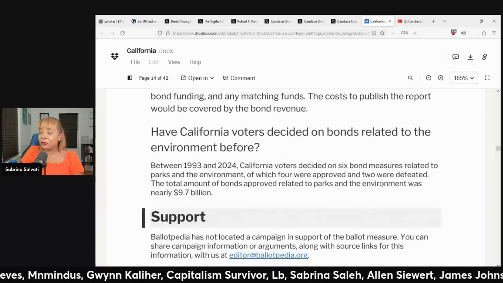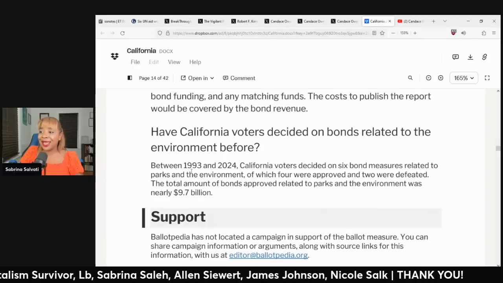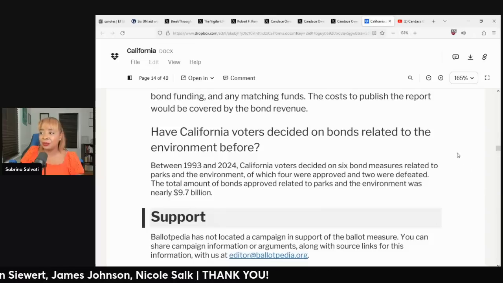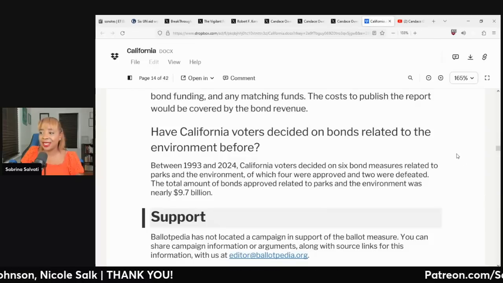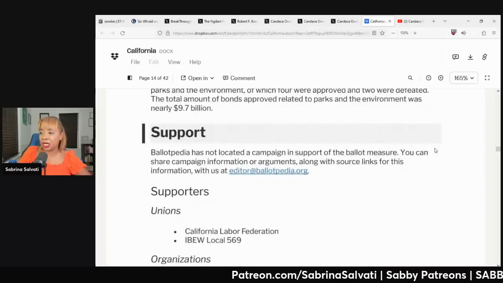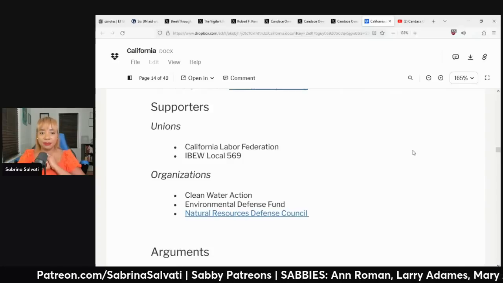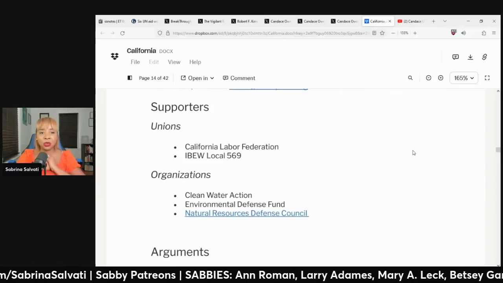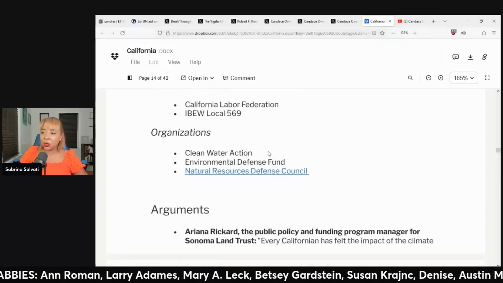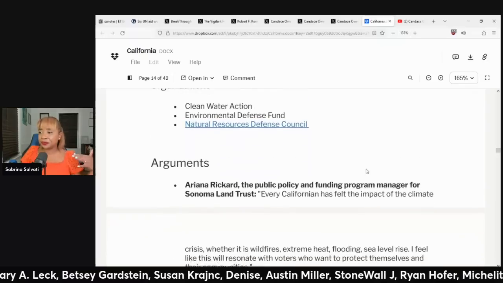And it says, has California voters decided on bonds related to environment before? Between 1993 and 2024, California voters decided on 6 bond measures related to parks and the environment. It says 4 were approved and 2 were defeated. That's interesting. Who supports this? California Labor Federation and the IBEW Local 569. Organizations include the Clean Water Act, of course, Environmental Defense Fund, and Natural Resources Defense Council.